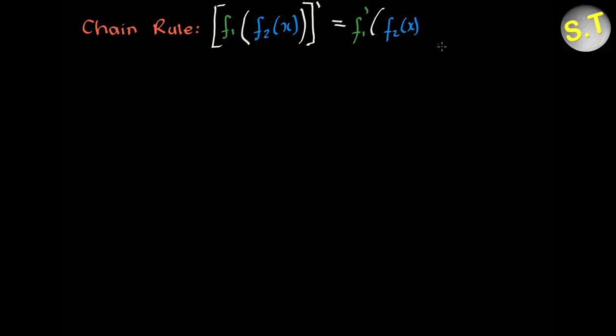Okay, so in this video we're going to talk about the chain rule. So the chain rule says that the derivative of a function which is influenced by two or more functions, its first derivative is given by the first derivative of the first function with the second one left alone, multiplied by the derivative of the second function.